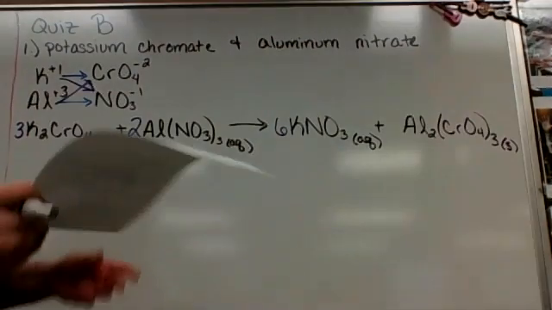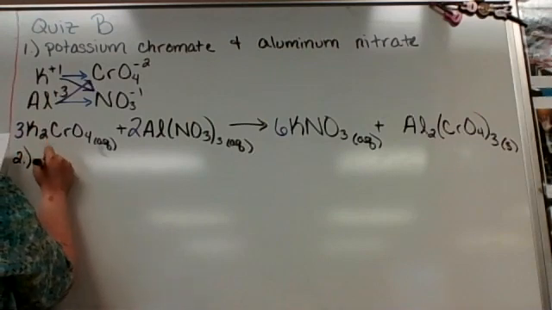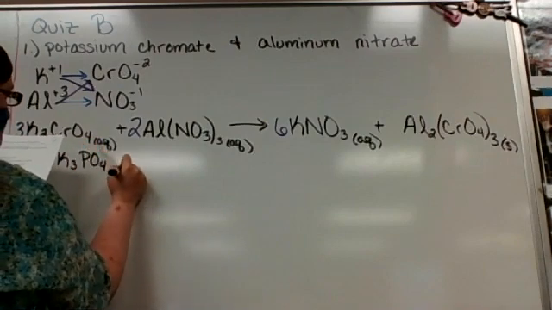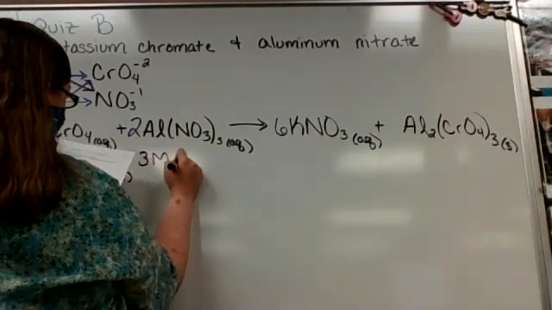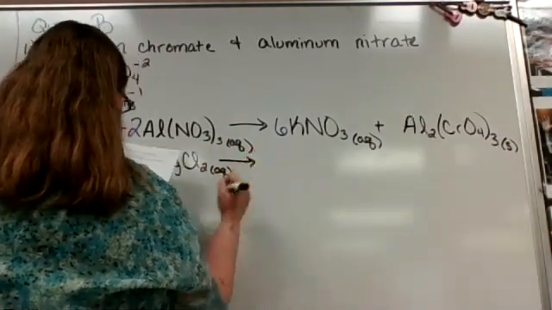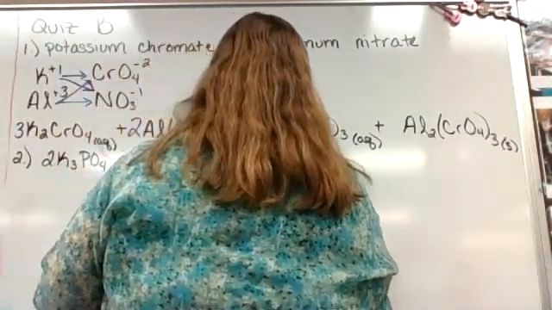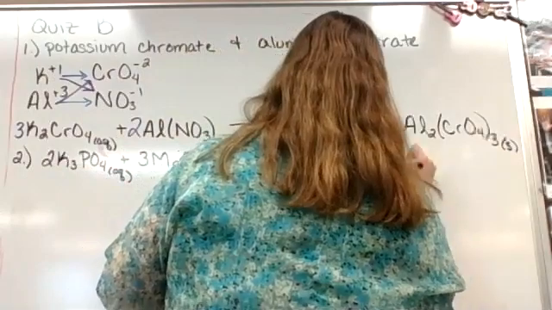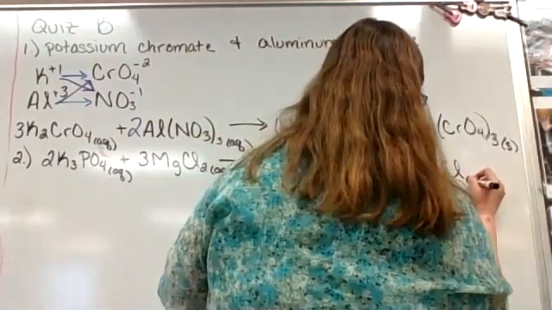2. 2K3PO4 aqueous plus 3MgCl2 aqueous yields Mg3(PO4)2 solid plus 6KCl aqueous.